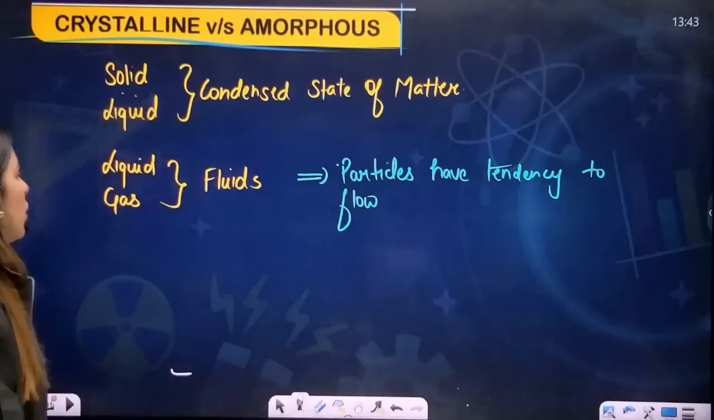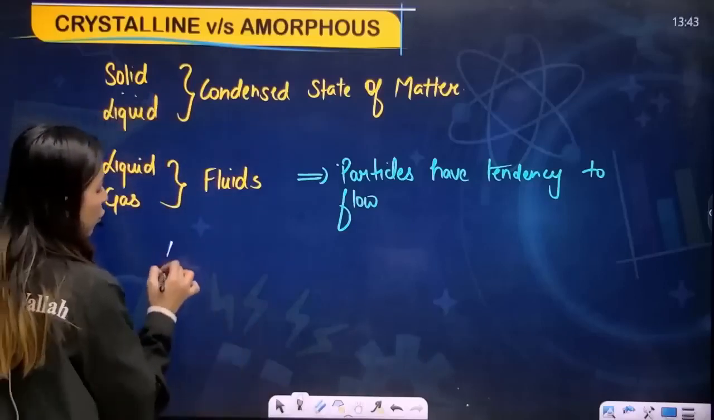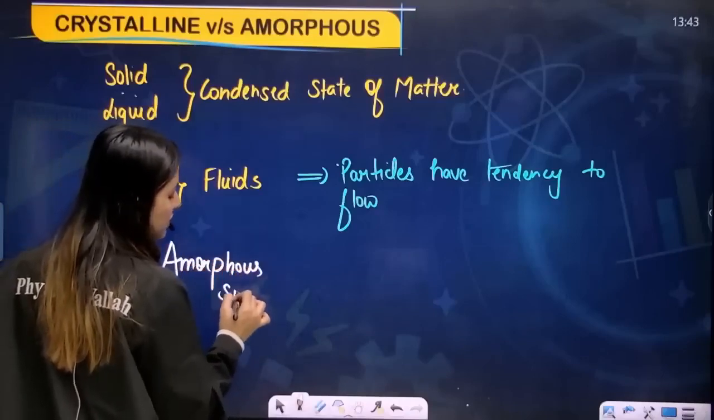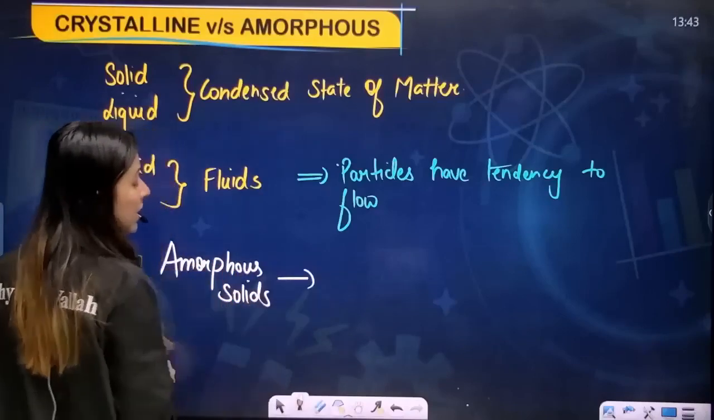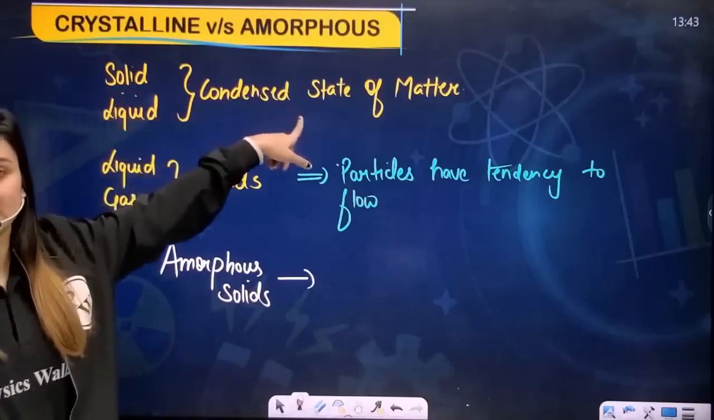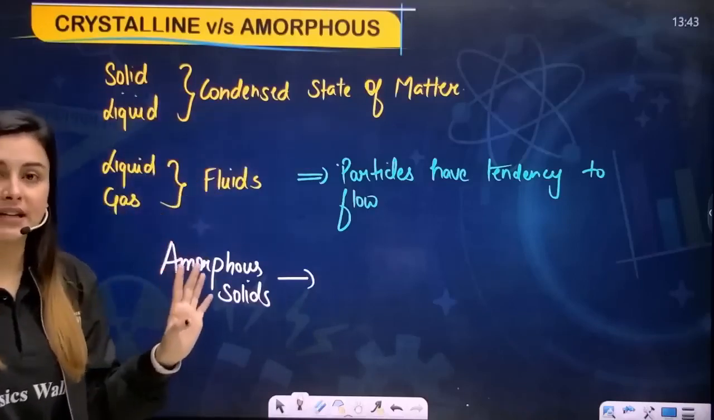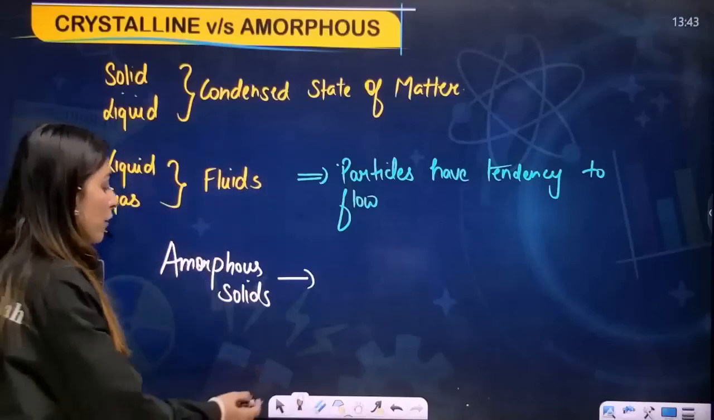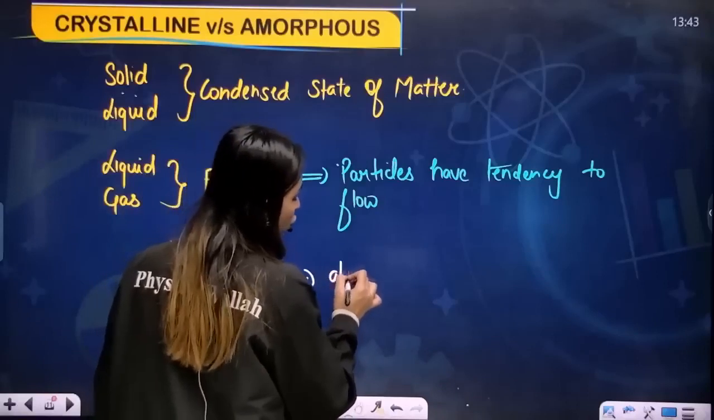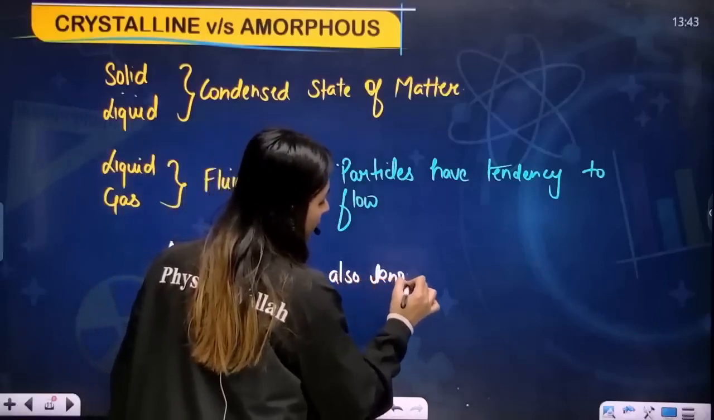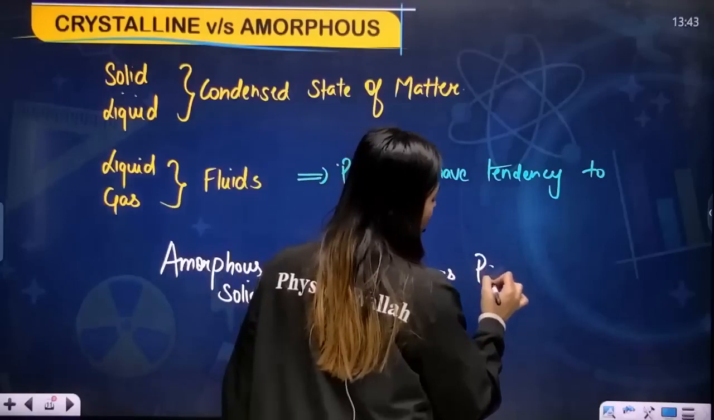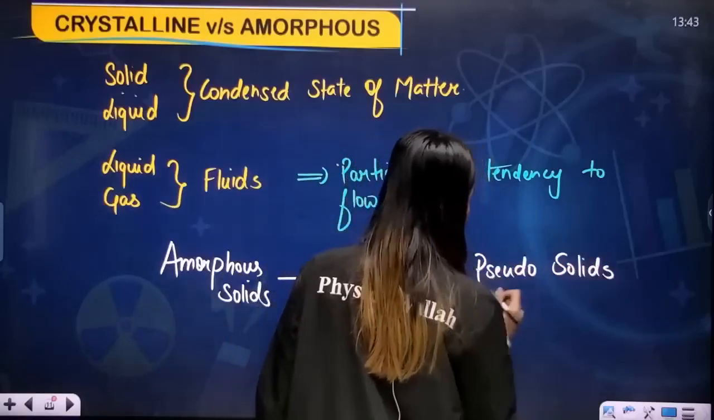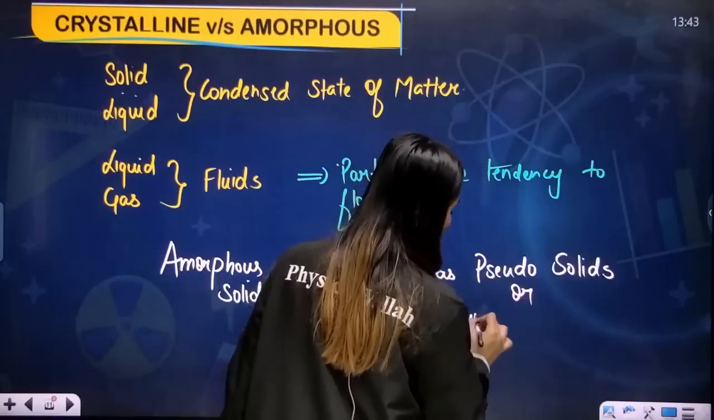Now, amorphous solids are also known as, now see, a solid is a condensed state of matter. It is not a fluid. It does not have a tendency to flow. But liquid and gas have the tendency to flow. Amorphous solids are also known as pseudo-solids or supercooled liquids.